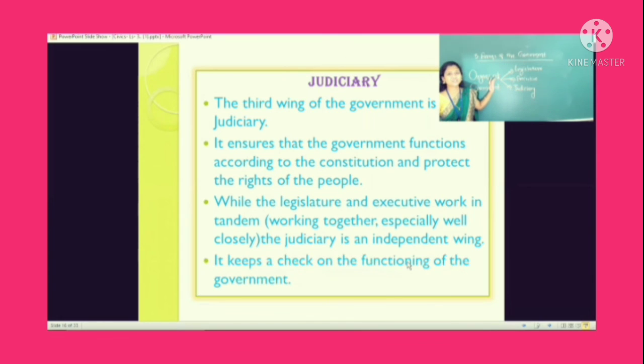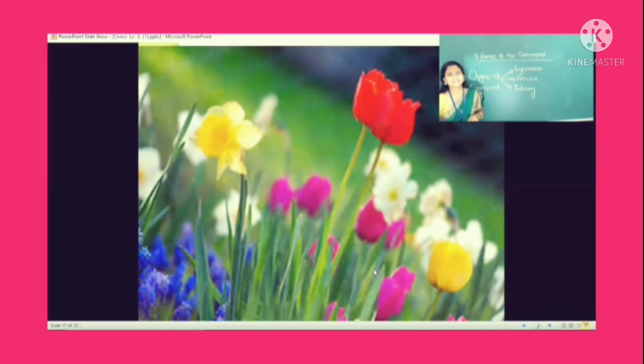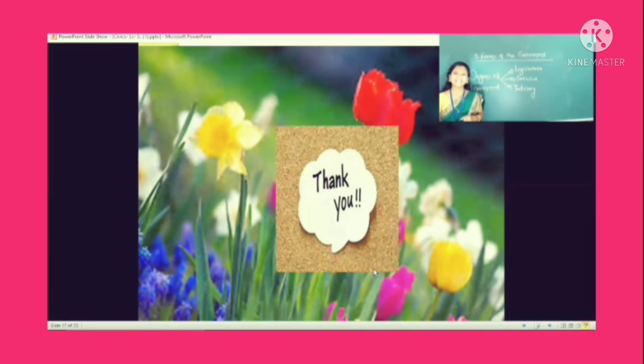Dear students, in this session, we have discussed the organs of the government: legislature, executive, and judiciary. The next point we will study in the next session.